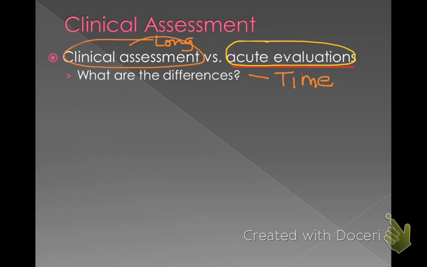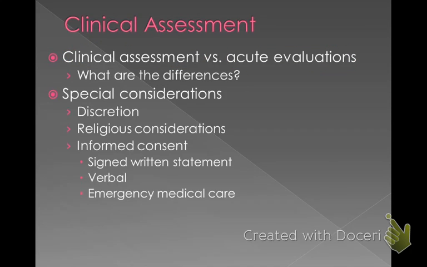Acute evaluation really requires you to be very skilled in injury evaluation, and it requires you to be even more systematic, because it's during acute evaluations, because we're under a time crunch, that we might forget to do something that's vitally important to rule in or rule out the pathology in that patient. So during a clinical assessment, when we have time to spend with our patient, there are special considerations that we need to take into account.